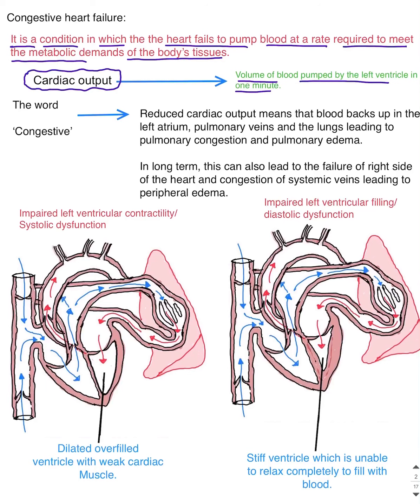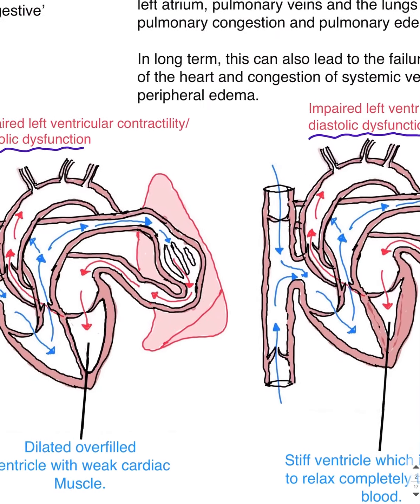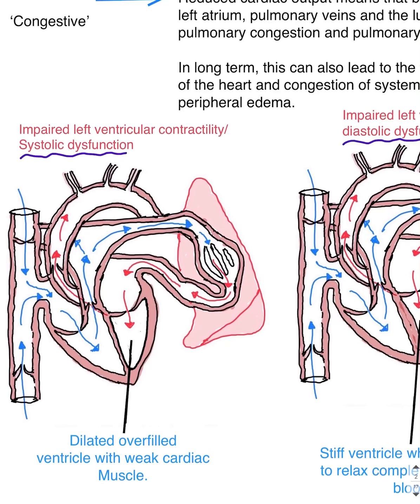What could be the cause of decreased cardiac output in the setting of heart failure? There are two causes. Number one is systolic dysfunction, and number two is diastolic dysfunction. Let's discuss systolic dysfunction and diastolic dysfunction in detail. So, what is meant by systole? Systole means contraction. So, systolic dysfunction is basically the dysfunction of contraction.